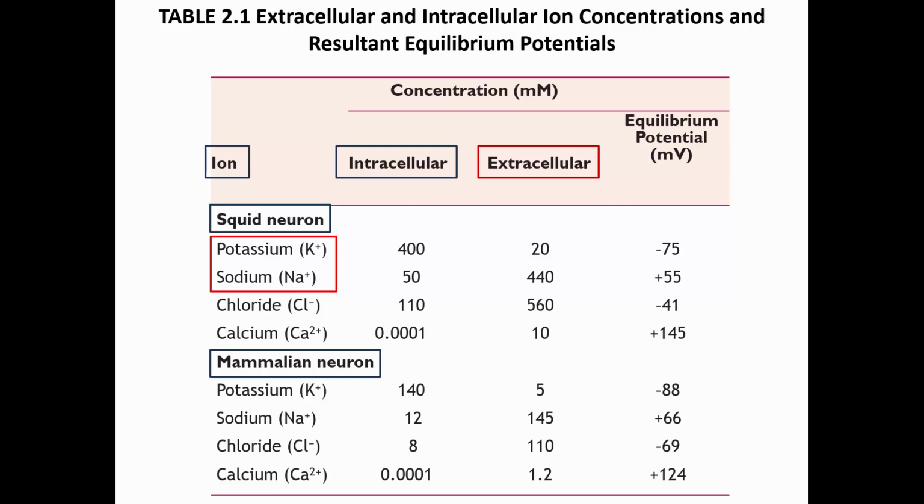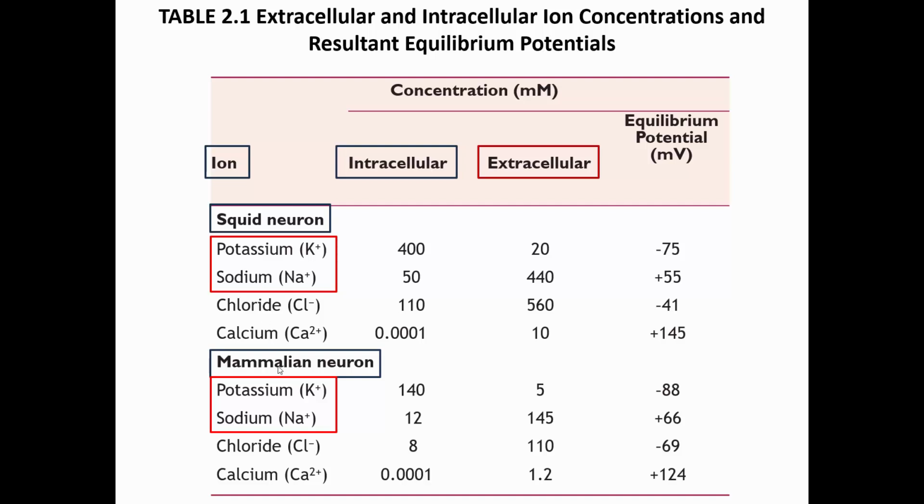And so, with the magnification power at the time in the 1950s, they were able to generate quite quality images, but they needed a very large structure to do that. And that's why they used the squid neuron. But the major ions I'm going to focus on is potassium and sodium.